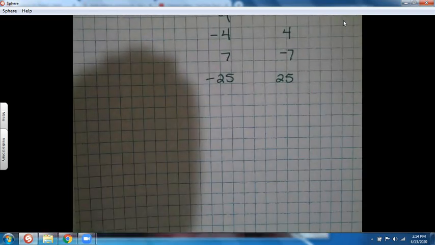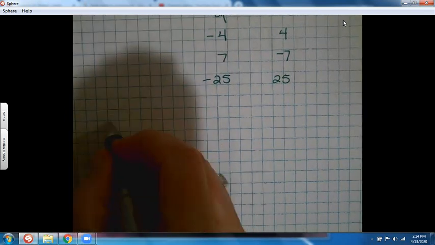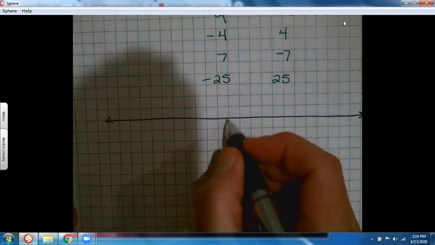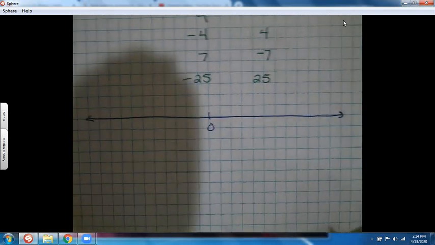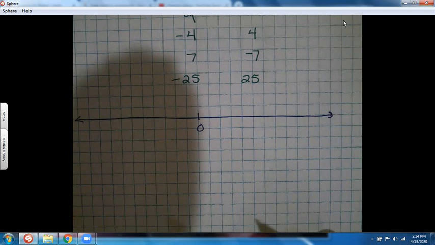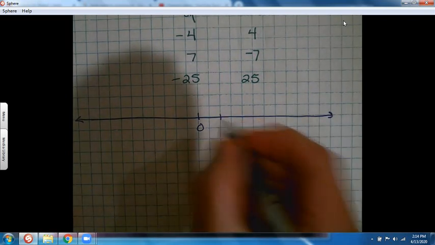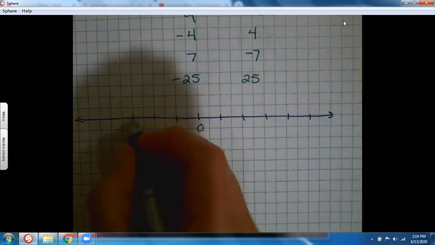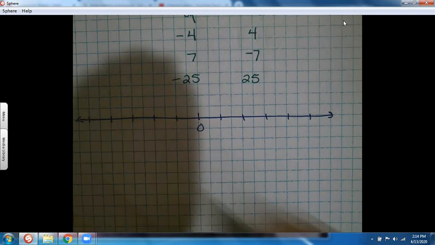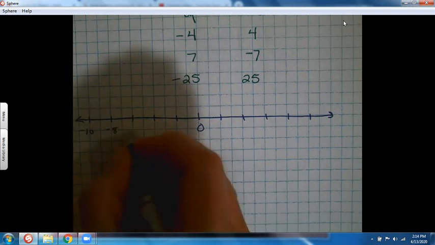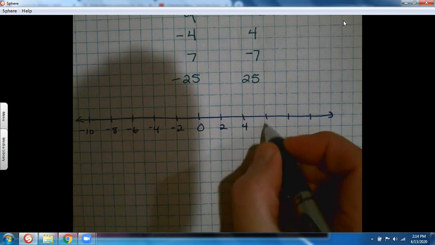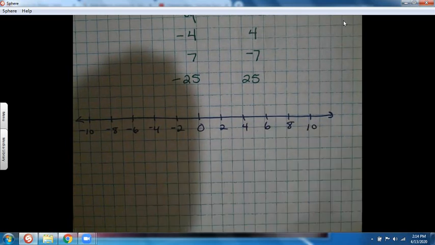Okay. If we're going to put that on a number line, same thing. So I'm going to actually draw a number line here. Draw a number line. Put your 0 in the middle. Okay. And I'm going to number it by 2's, just because I don't want to do all the numbers. So 2, 4, 6, 8, 10, -2, -4, -6, -8, -10. And this would be much easier if you guys were doing this with me, but you're not.